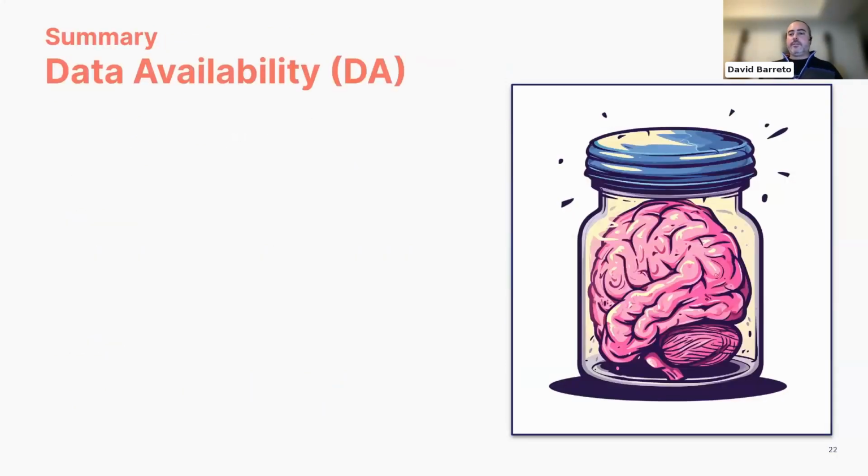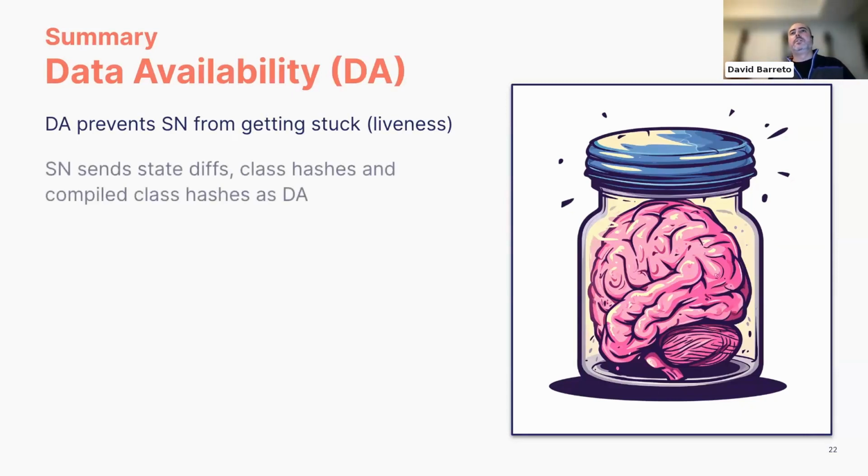Now, in summary, for DA, data availability prevents Starknet from getting stuck, which is the liveness guarantee. Starknet sends state diffs, class hashes, and compiled class hashes as data availability. These are the outputs of the Starknet OS program. In subsequent diagrams, I'm going to keep saying state diffs as DA, but you know that it's not just that. It's also class hashes and compiled class hashes of newly declared objects.